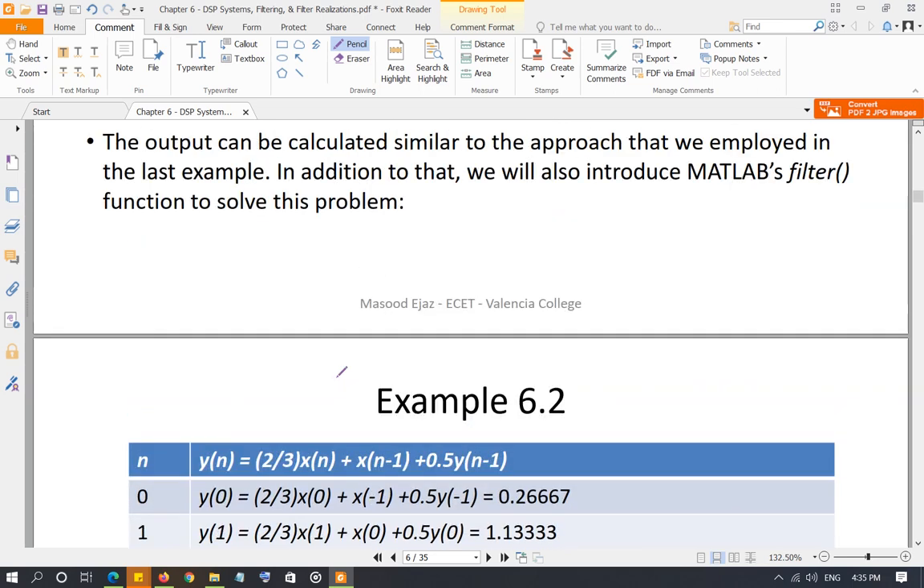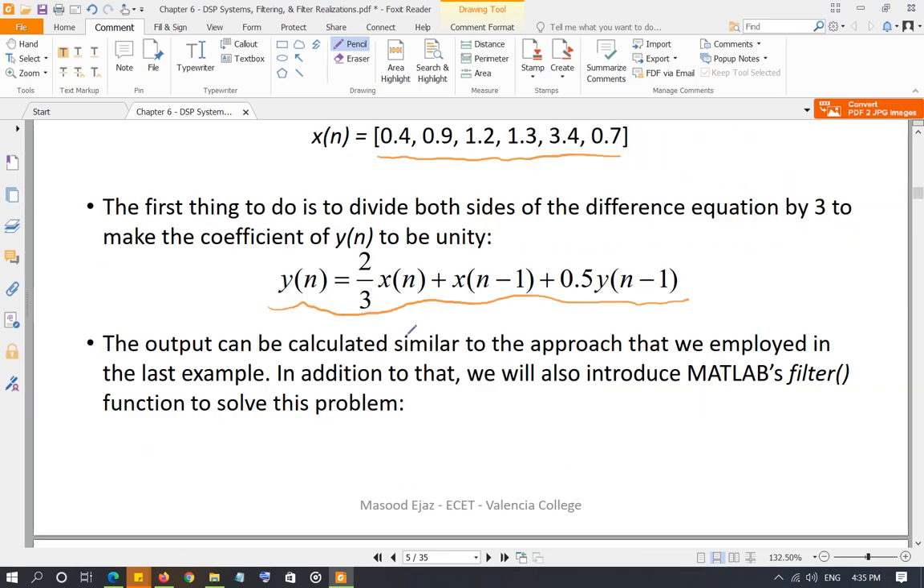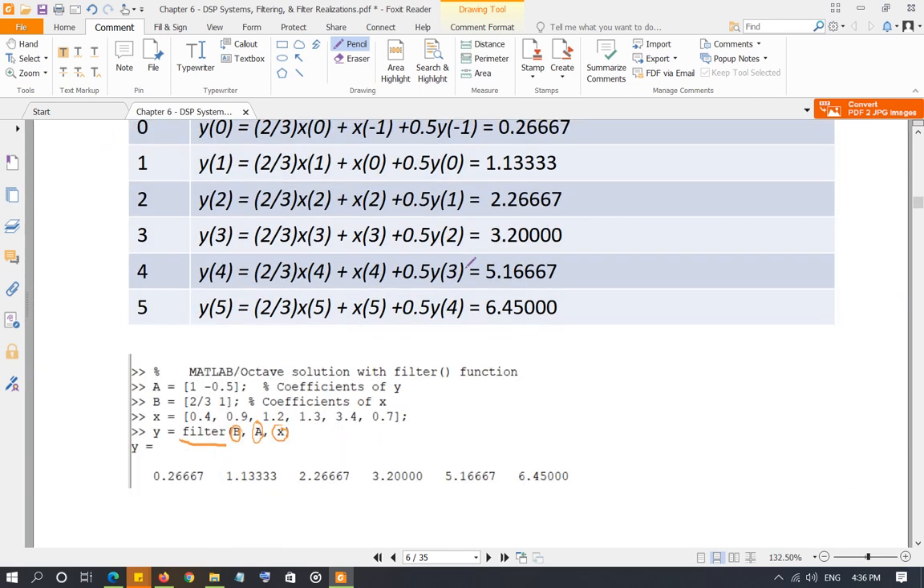I'll go back to this equation. Coefficients of x are 1 and -5. Of course this is going to be on this side, -5, and the coefficients of y are 2 by 3 and 1. Right, 2 by 3 and 1.